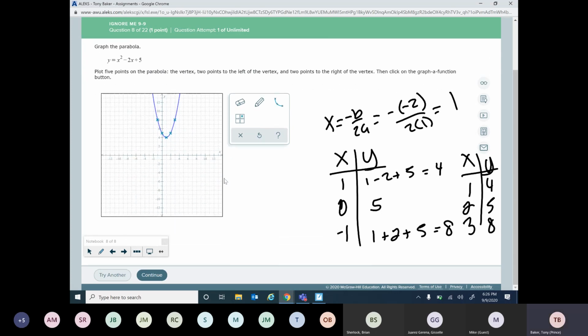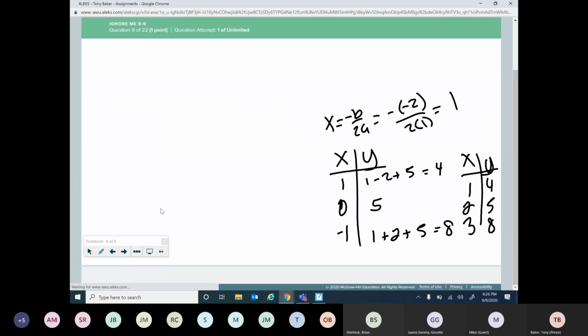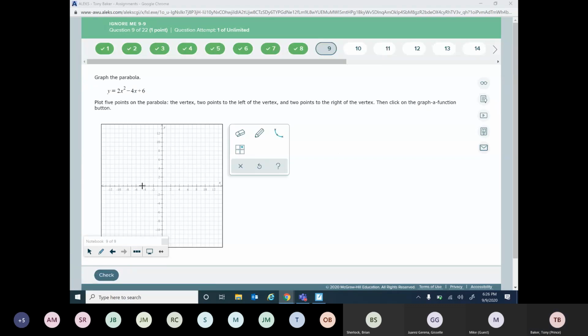So that's why that axis of symmetry comes into play. It saves you from having to come up with the other 2 points. Same thing, it just has a number in front, but it's the same exact concept and problem.